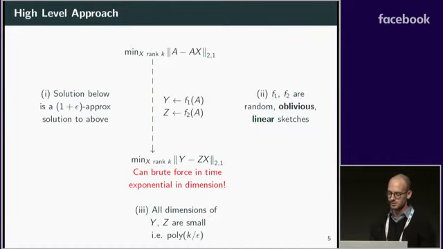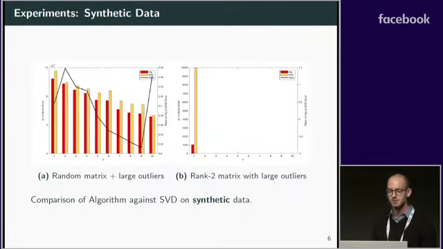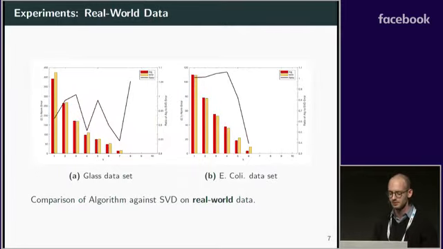Okay, so just to wrap up, we have some experiments on both synthetic data, so we can construct examples where our algorithm does arbitrarily better than the first thing you would try, which is the truncated SVD, as well as some real-world data. So thanks, that's just about my time.